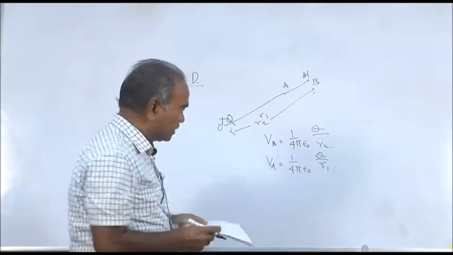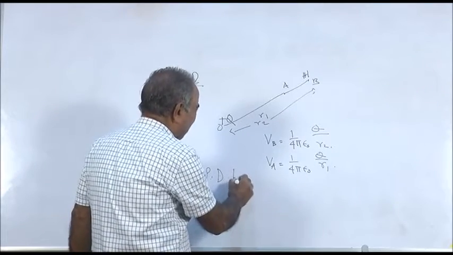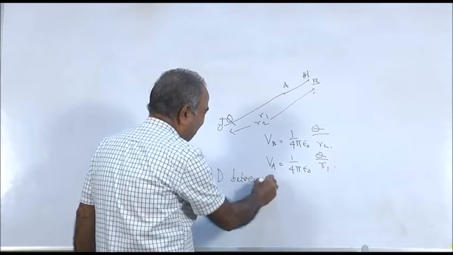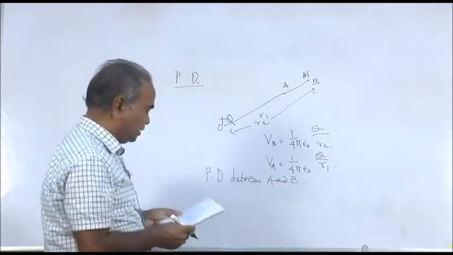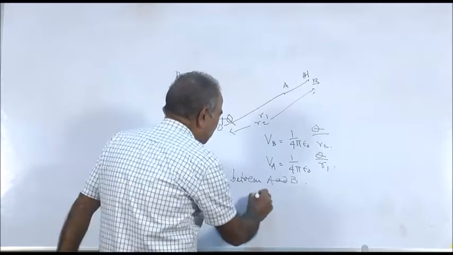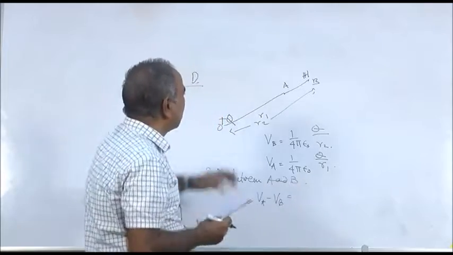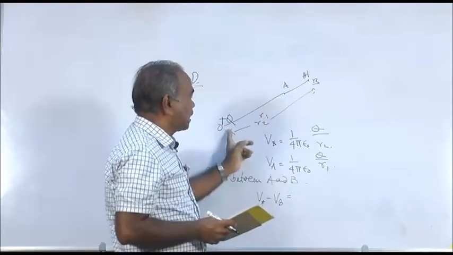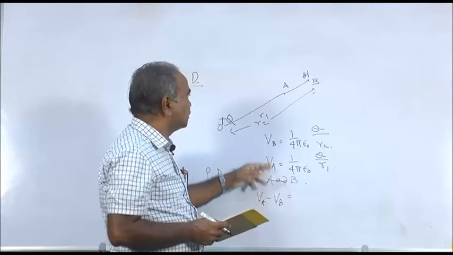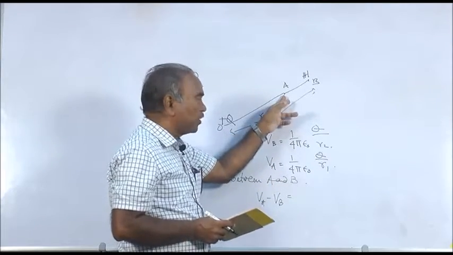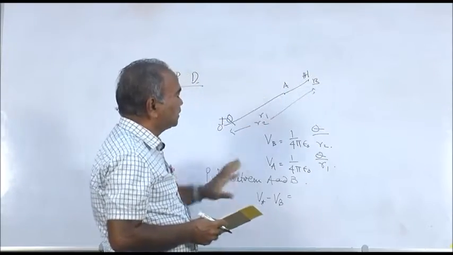So, potential difference between A and B, PD between A and B, is equal to VA minus VB, because r1 is smaller compared to r2, so 1 by r1 must be very large. So, at the nearer point potential will be large, and at the further point potential will be small.